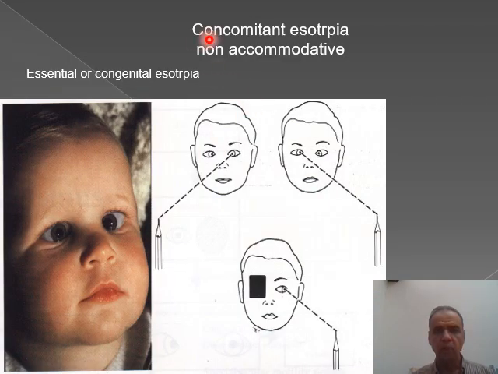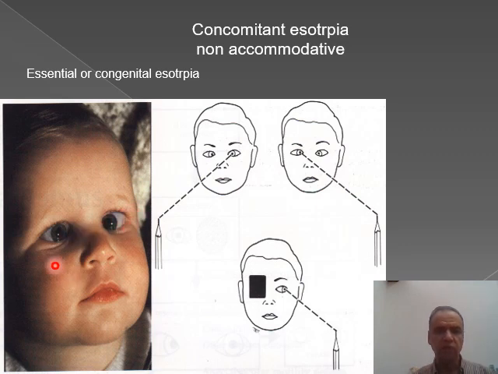The other type of comitant esotropia is non-accommodative esotropia. We have many causes for non-accommodative esotropia, but the most important one for you as a first day doctor in future is congenital esotropia or essential esotropia. It means that the infant or child is delivered with esotropia, or esotropia developed during the first 6 months of life.